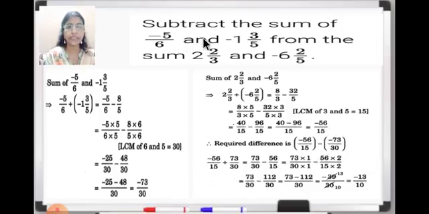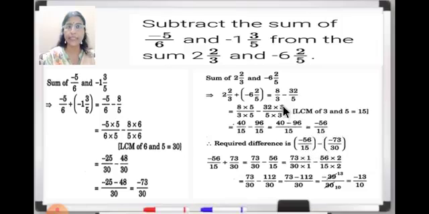Now children, you see the question, subtract the sum of this from the sum of this. So we have got the sum of these two rational numbers, we have got the sum of these two rational numbers. So what now we have to do? We have to subtract. So first we will write this sum. What sum we got here? We got minus 56 upon 15. So here you can see the required difference is, first we will write this rational number, that is minus 56 upon 15.